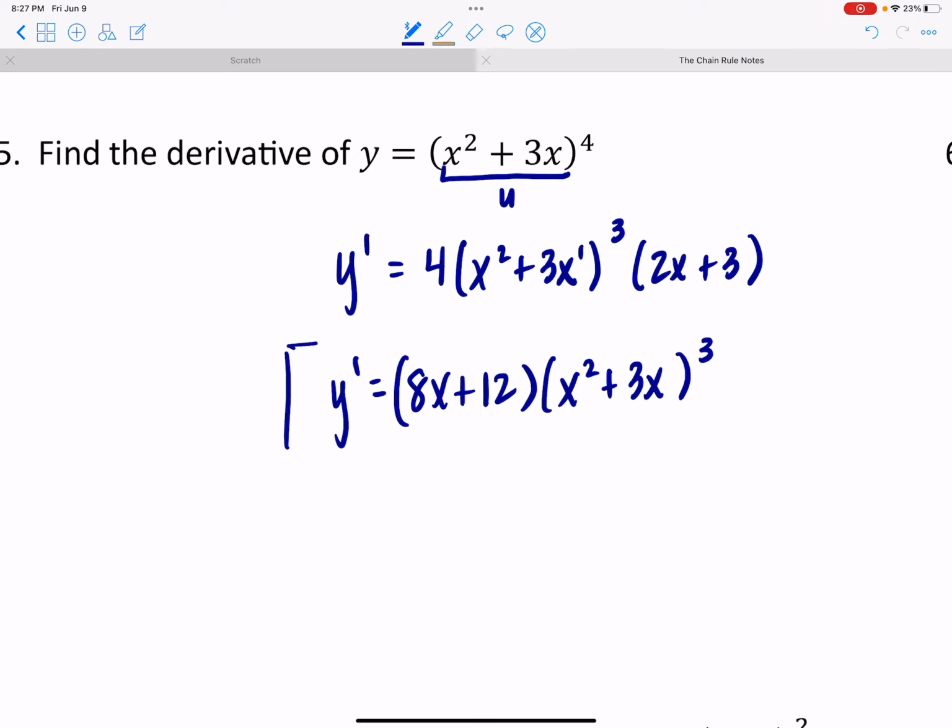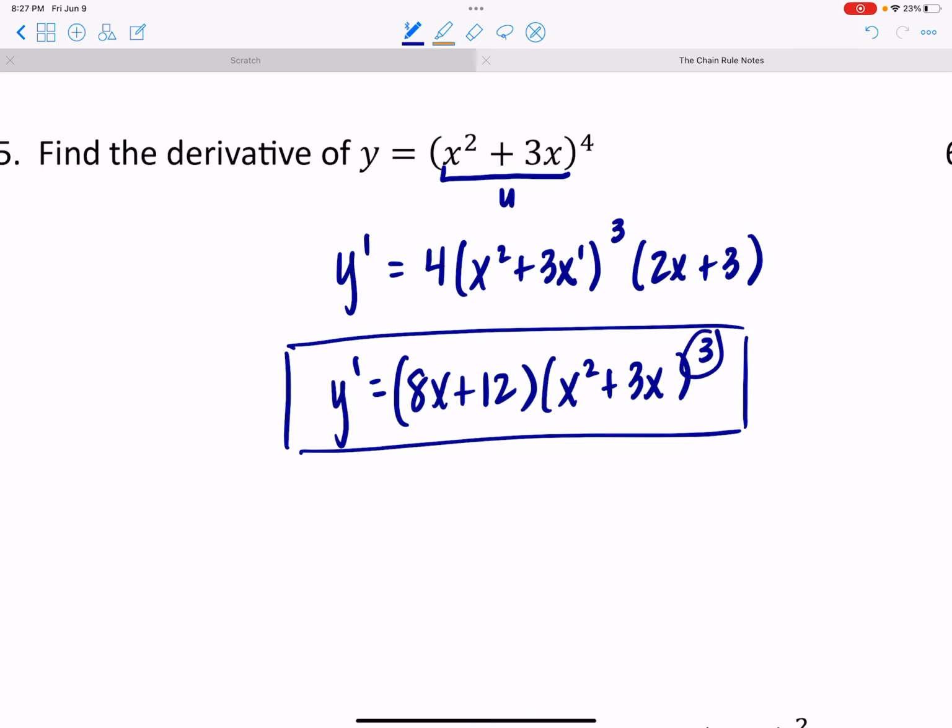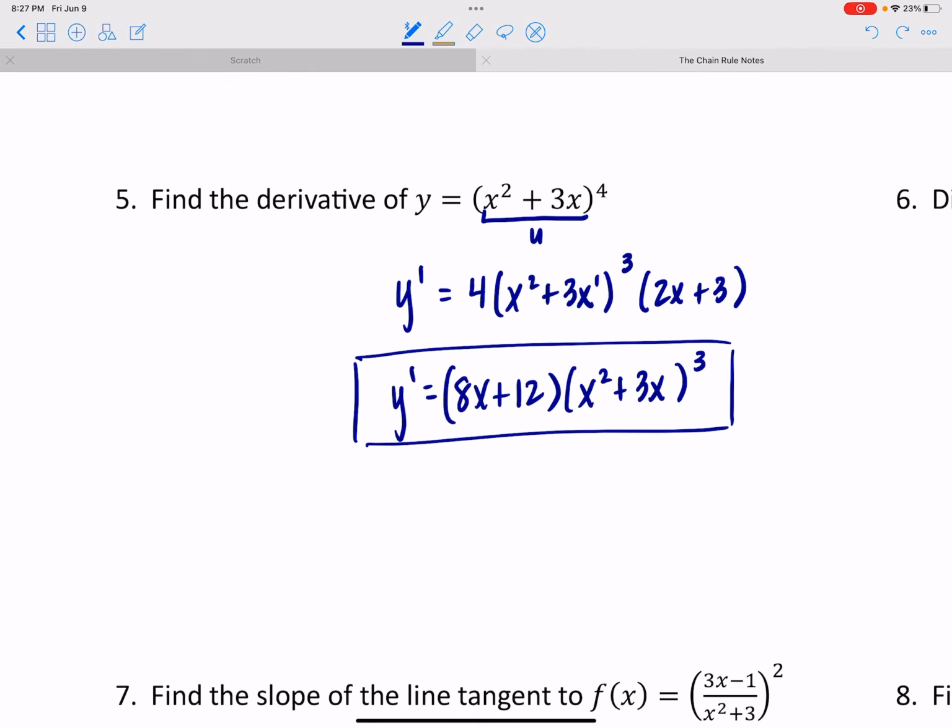And I would not go any further with this because this is just unnecessary work cubing that binomial. It's not going to make things look any better. In fact, it probably makes it look a little bit worse. And if you wanted to leave the answer in this form, that would be totally fine too. All right, so there it is.